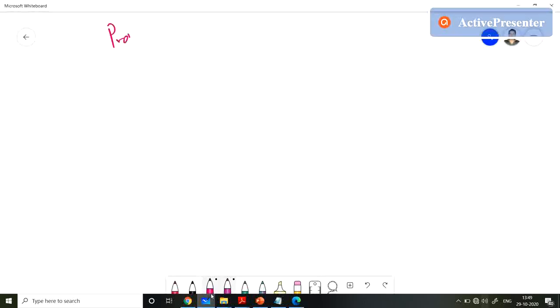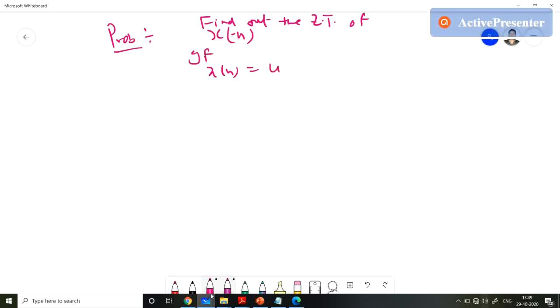Let us do another problem. The problem is to find out the z transform of x[minus n], if x[n] is given as u[n].